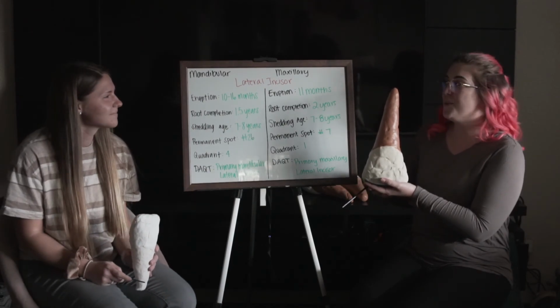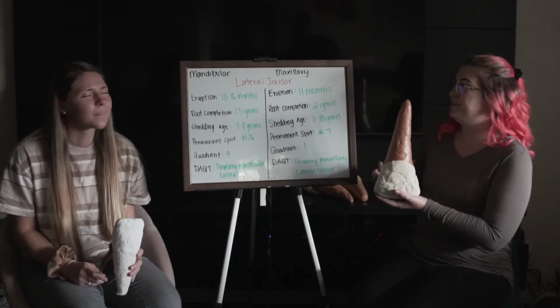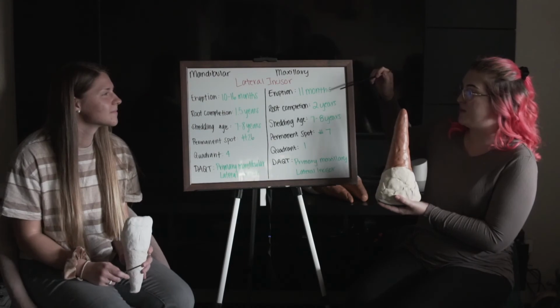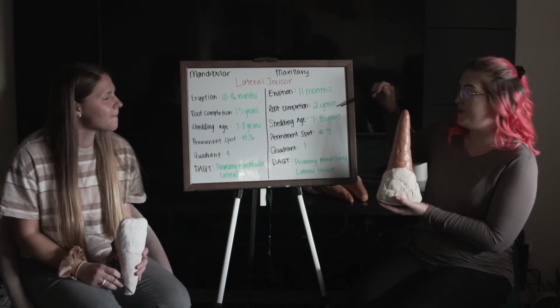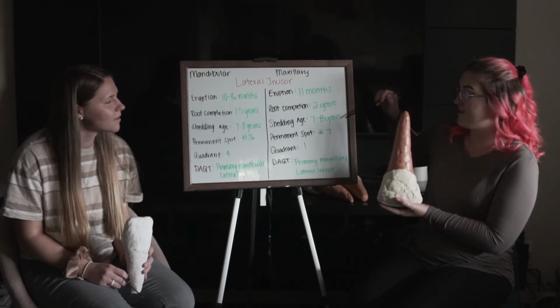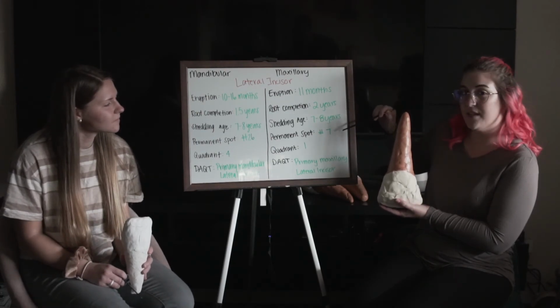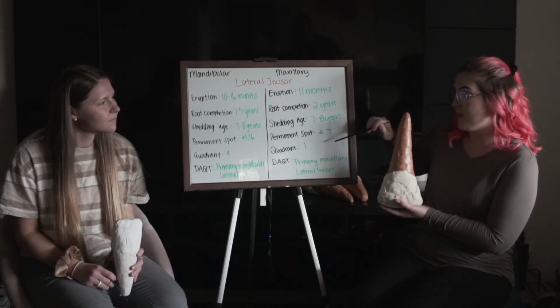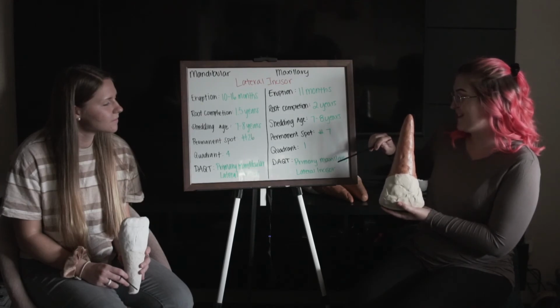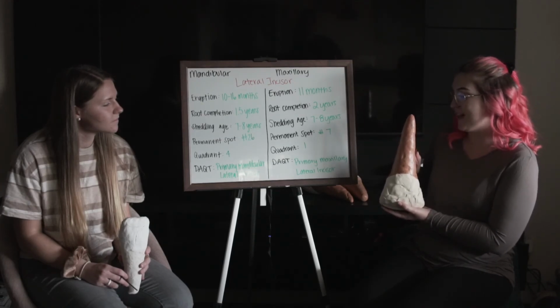This is the primary maxillary lateral incisor. The eruption is 11 months old. Root completion is at 2 years old. Shedding age is 7 to 8 years old. It's the permanent spot for tooth number 7, in quadrant 1. DAQT is primary maxillary lateral incisor.